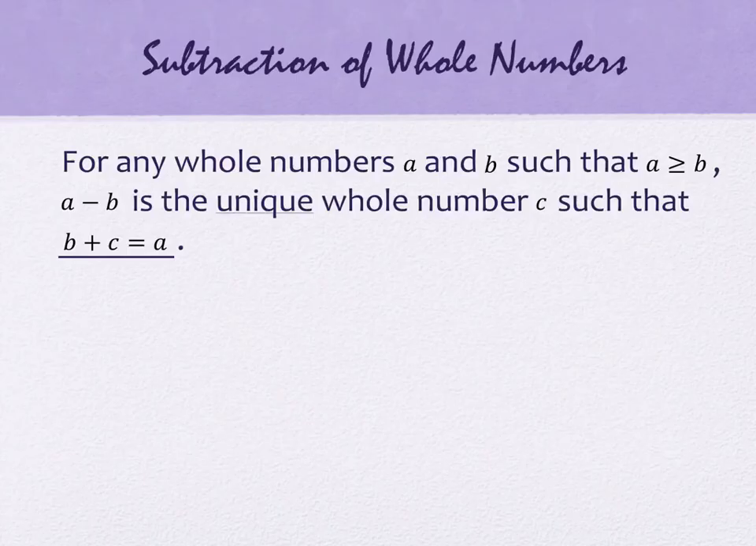To start with, a definition of subtraction. Subtraction of whole numbers says, for any whole numbers a and b, where a is greater than or equal to b, a minus b is the unique whole number c such that b plus c is equal to a. If I use numbers, you'll say, oh yeah, that's what we mean by that. For example, 4 is bigger than or equal to 1, because if I take the number 1, there's something I can add to it to get 4.